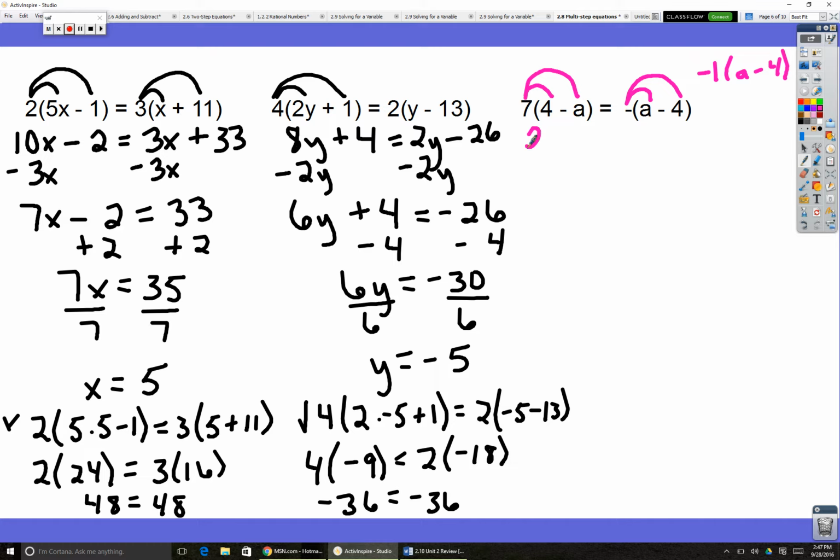7 times 4 is 28 minus 7a. I'm going to distribute my negative sign. So negative 1 times a is just negative a. And negative 1 times negative 4 is positive 4. So when you distribute a negative sign, you are just changing signs.